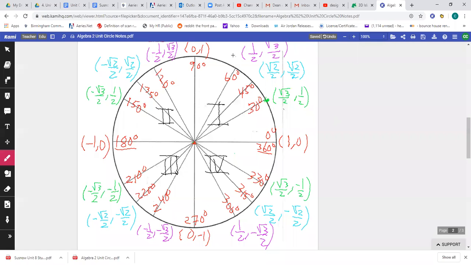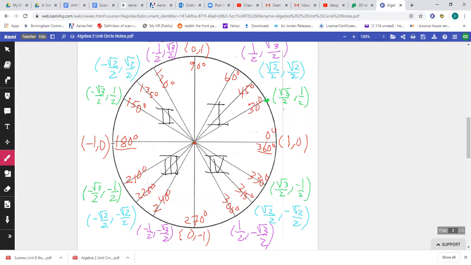I hope you kind of get the picture here. You really only have to memorize the top right because guess what? Look at all the green. It's the same numbers. It's just that the signs change based on where you are. Look at all the blue. Same numbers, except if you're on the top left, x is negative. If you're on the bottom left, x and y are negative. And on the bottom right, x is positive, y is negative. And look at all the purple. All the same numbers, except the signs change based on where you're at.